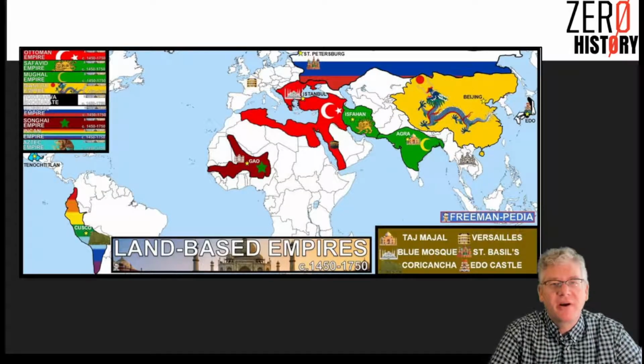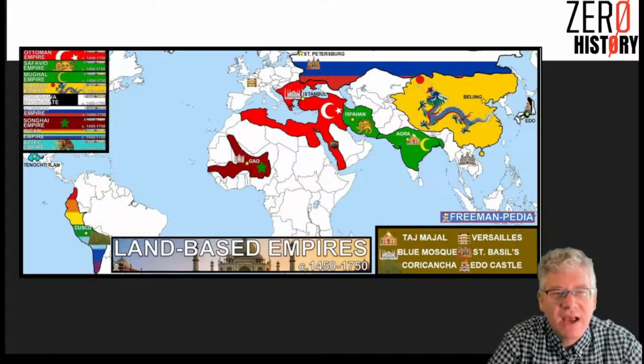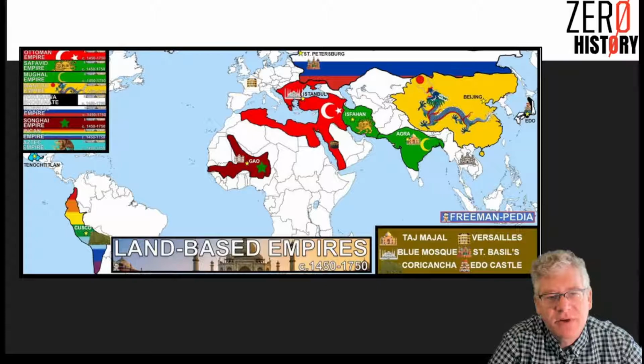Here's a great map from Freemanpedia, awesome guy. But this will also include a couple of our land-based empires here. Now they have Cusco over there with the Incas. We will cover that later on, but that could technically be in this time period. But you're going to see there the Ottomans in the red. We have the Safavids. We have the Mughals. We also are going to have the Qing dynasty and Russia. Those are some of our big ones that we're going to be talking about.